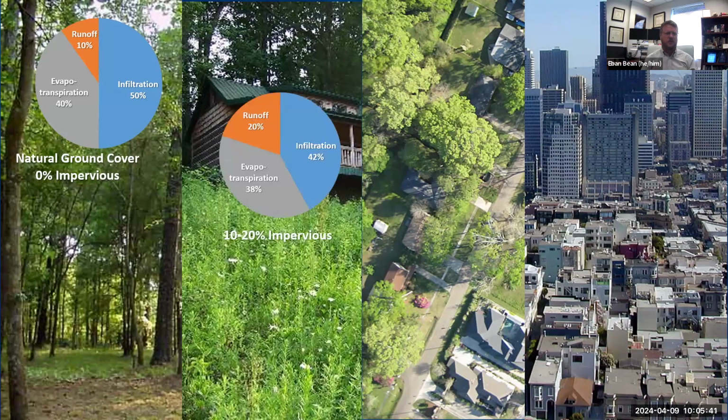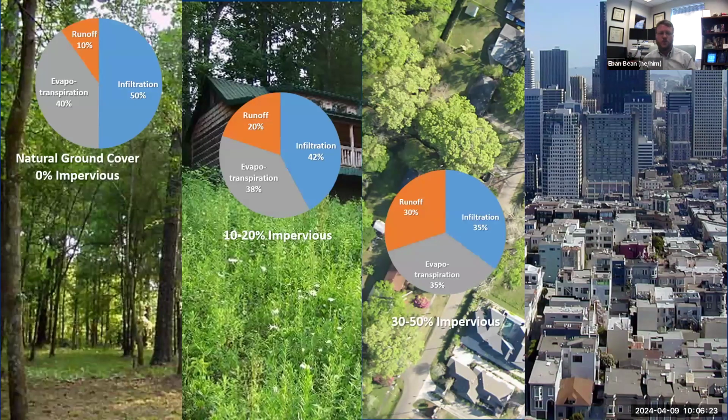As we start to increase the imperviousness, now we're looking at maybe 10 to 20% of the area having impervious cover. Think roofs, roads, sidewalks, driveways, etc. This might be like individual ranch lots that have fairly low density, low development. In this case, we've shifted slightly the amount of water that infiltrates. We've reduced that to 42%, increased our runoff to 20%, and our evapotranspiration has gone down a little bit. So we're reducing the amount of water that's going into the soil and being taken up by the roots and so forth.